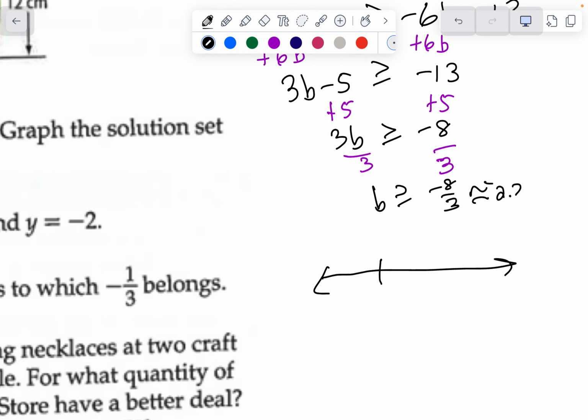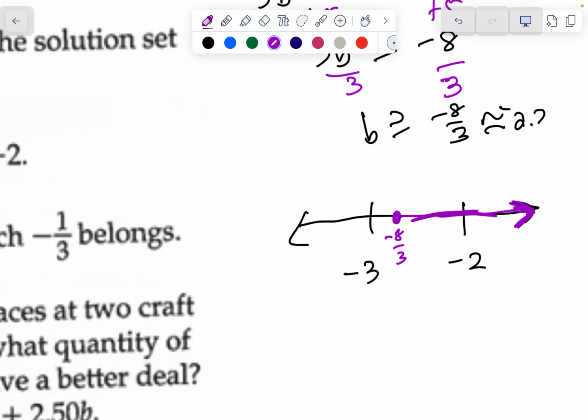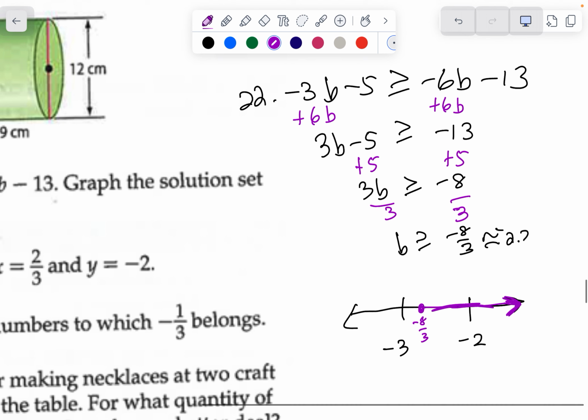So we need negative 3 and negative 2 on our number line. Now, the equal to means that we're going to have a closed-in dot at negative 8/3. So it's about there. And I'm just going to allow you to guesstimate. And then greater than or equal to, shade to the right. Everybody good there? I only have to torture you with one more problem. Take a look at that one. Any questions about that one?